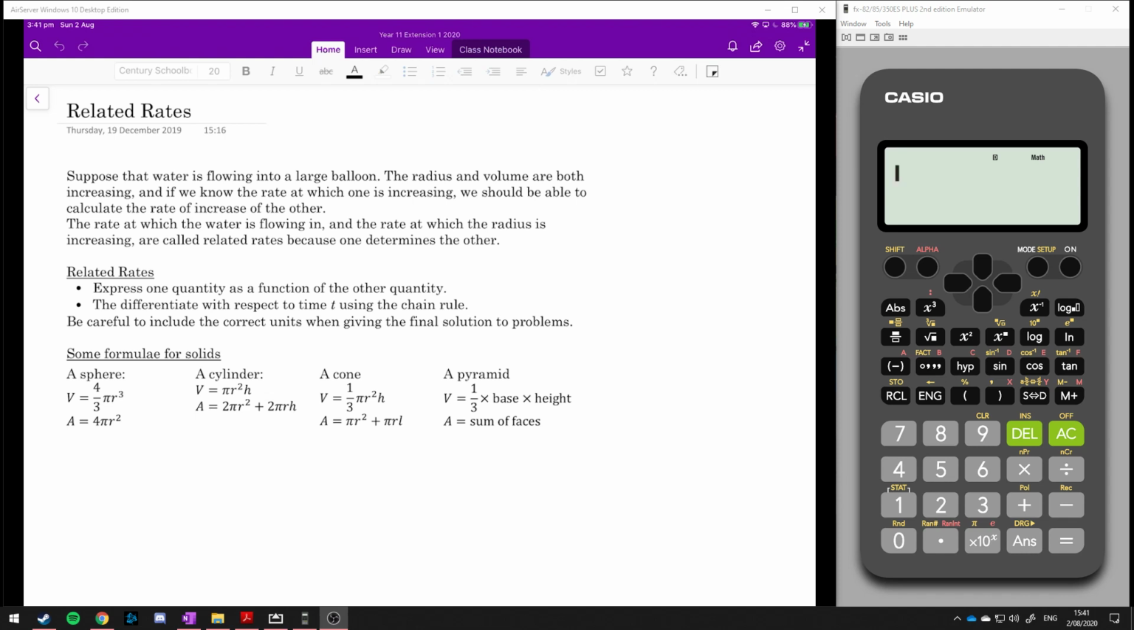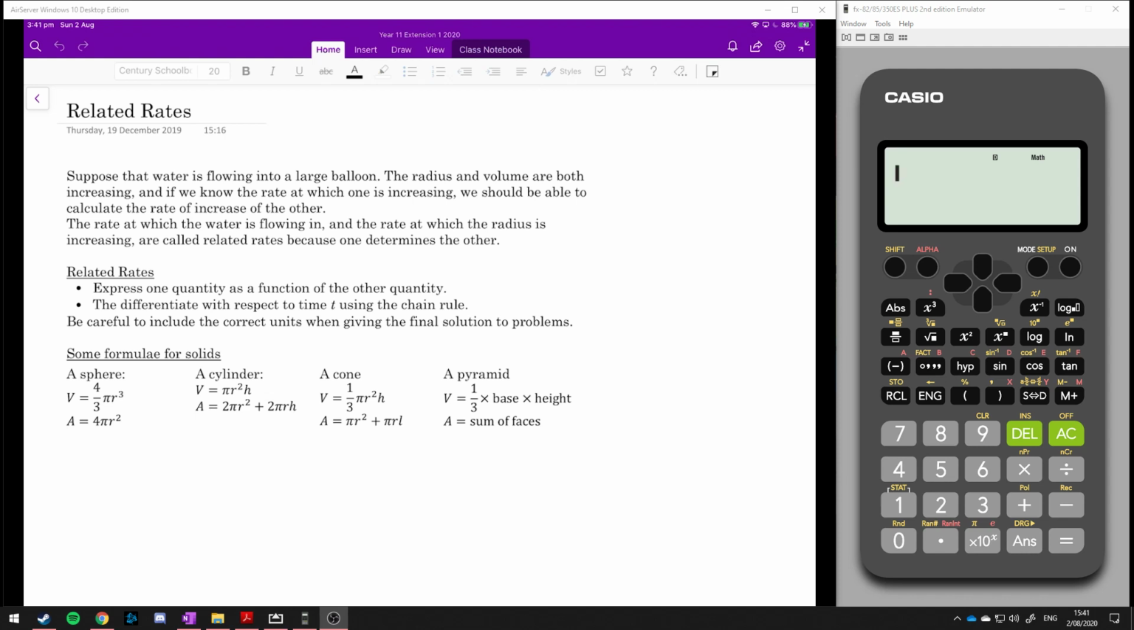So the rate at which the water is flowing in and the rate at which the radius is increasing are called related rates because one determines the other. The water that goes in changes the radius of the balloon. So for related rates, we express one quantity as a function of the other quantity, then differentiate with respect to time, t, using the chain rule. And we've got to be careful to include the correct units when giving the final solution to problems.